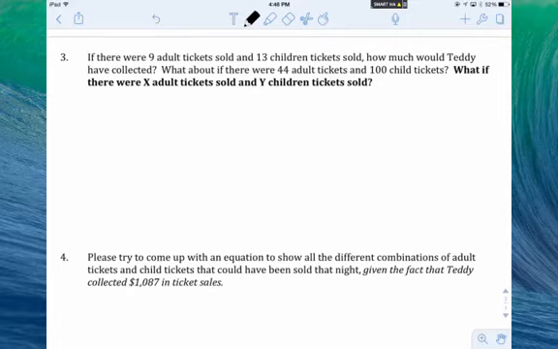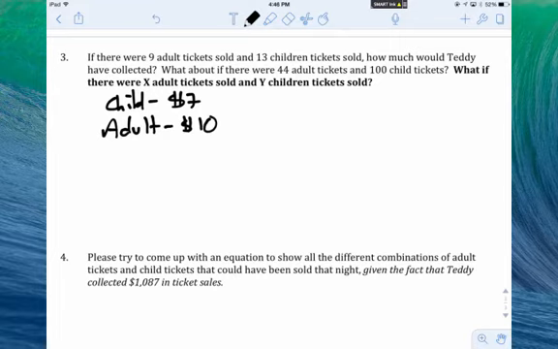So here's my question. If there were 9 adult tickets sold and 13 children's tickets sold, how much would Teddy have collected? We need to remember that a child's ticket cost $7 and an adult ticket costs $10. All right, so I'm actually going to start with children. If there were 13 children's tickets sold, I would do 13 times 7 to find out how much money would have been collected from children. Sorry, 13 tickets, each of which sold for $7.